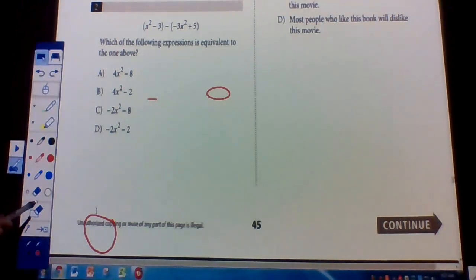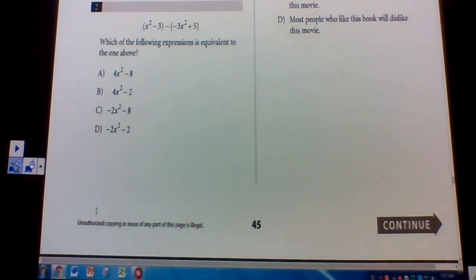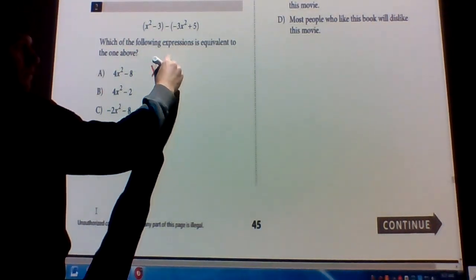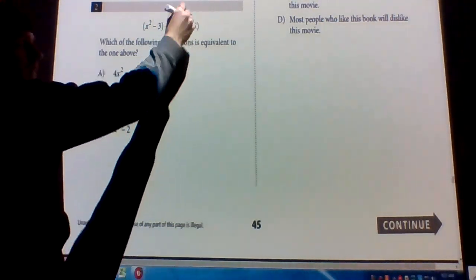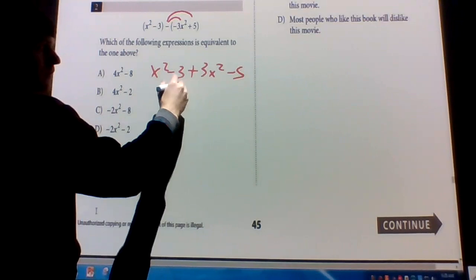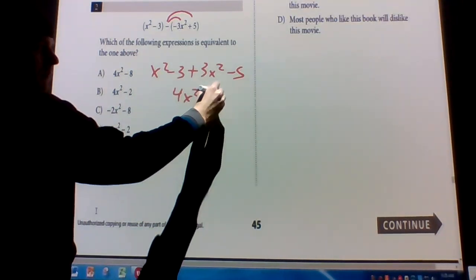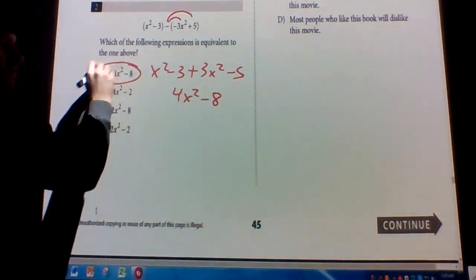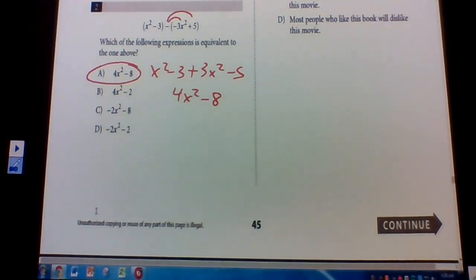All right, number 2, which of the following expressions is equivalent to the one above? So we can do the Boolean check on the calculator with this one, but let's do it by hand first. So you would have x squared minus 3, and then we need to distribute our negative. So that becomes plus 3x squared minus 5. So we have 4x squared minus 8, which is going to be answer choice A.